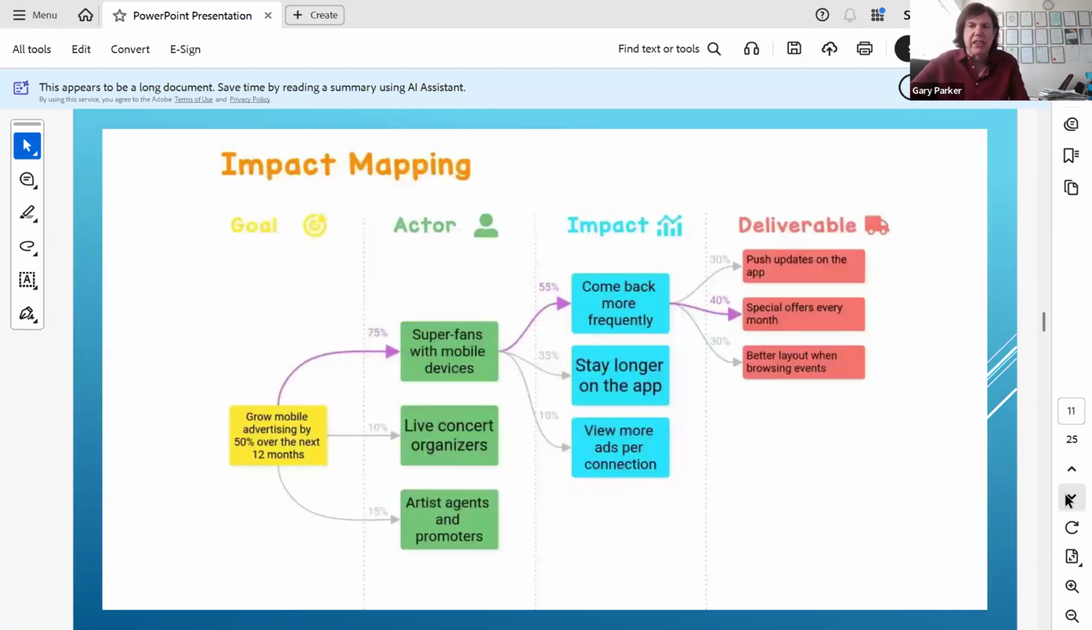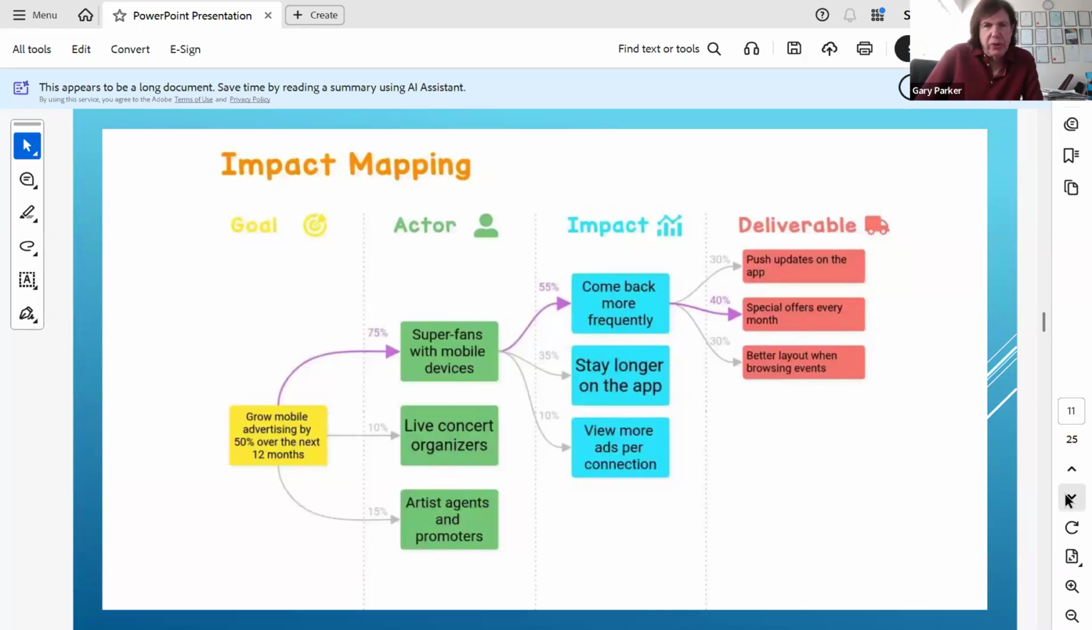So I think I've got an example here. This was from an organization that used a lot of social media and apps. It was in creative industries, and they were trying to diversify their income stream. So this was one of the goals. Whatever your goal is, that goes first. Grow mobile advertising by 50% over the next 12 months. So that's what they did.